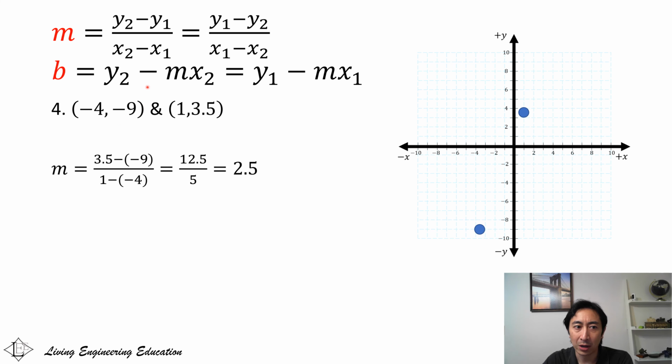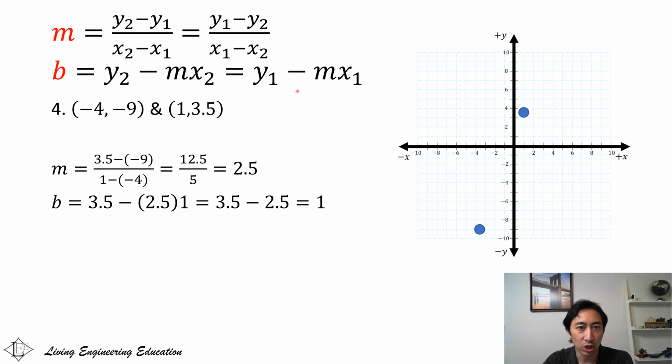I'm going to solve for the y-intercept in the same way. y2 minus mx2. So y2, remember, is 3.5 minus 2.5, the slope, times x2, which is 1. So 3.5 minus 2.5 times 1, that's 3.5 minus 2.5. That gives me a y-intercept of 1.